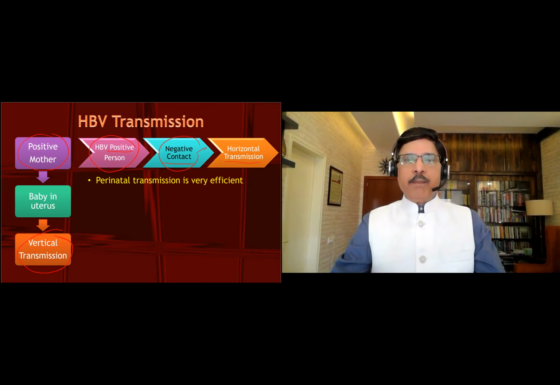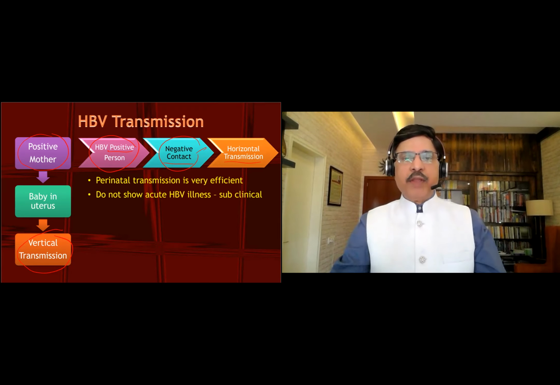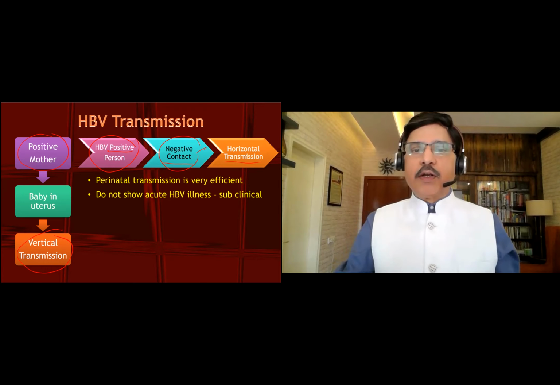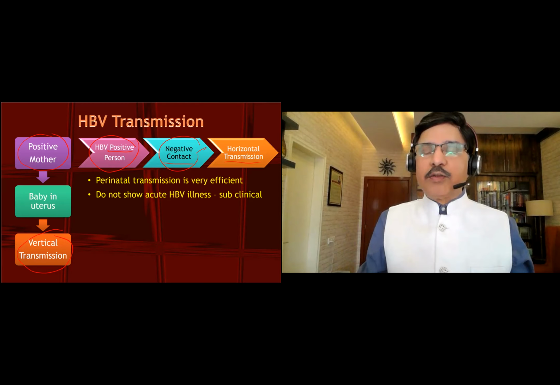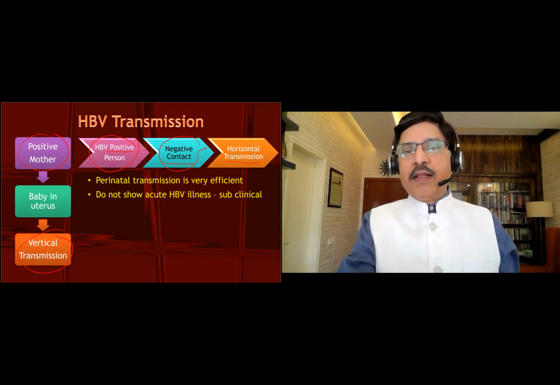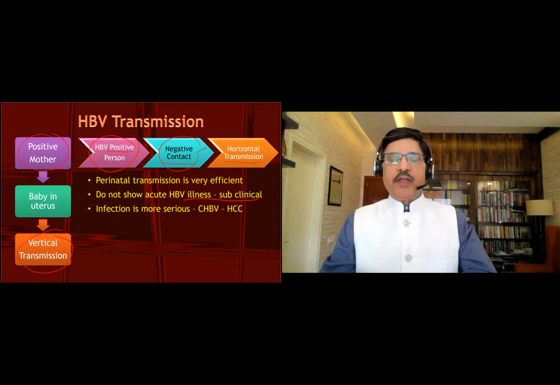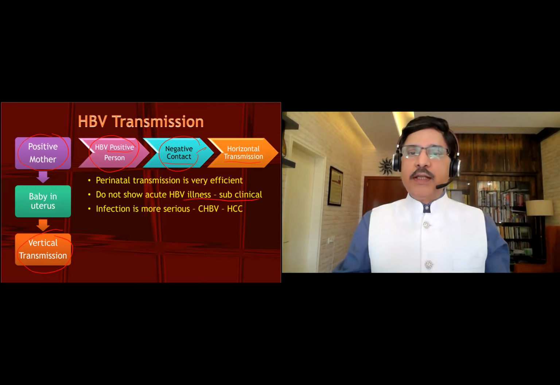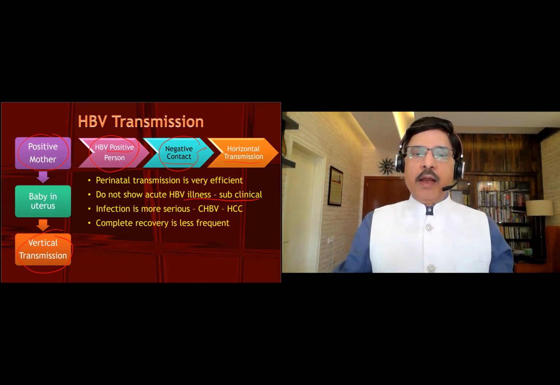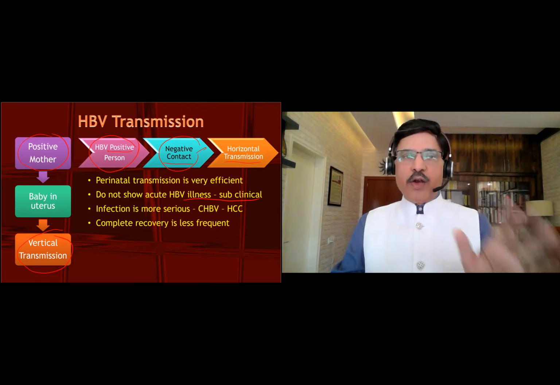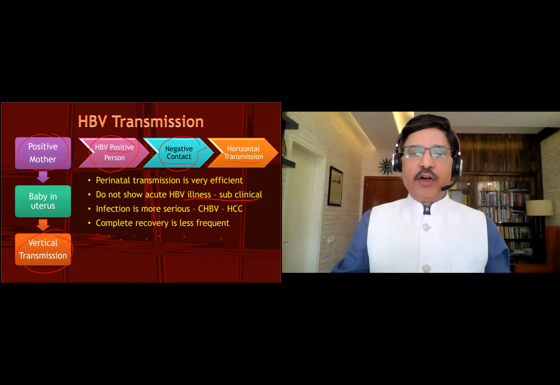We see here perinatal transmission is very efficient because of a lot of mixing of the blood, and these babies do not show acute HBV illness at all. Directly they will go into the subclinical phase. Whereas in horizontal transmission, just like any other acute illness, there will be an acute viral illness. Here that is missing, so we miss the acute infection. The infection is more serious, leads to chronic hepatitis B virus and hepatocellular carcinoma, and complete recovery is rather unusual in vertical transmission. Just the opposite in horizontal transmission.